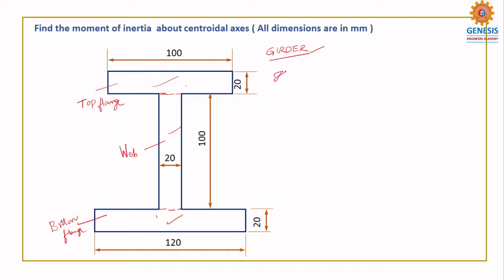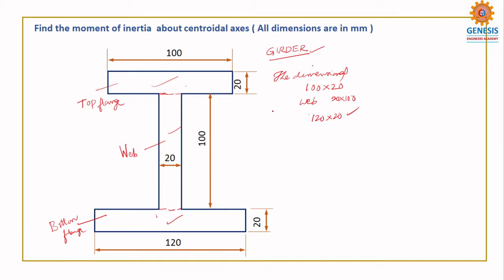Sometimes the figure will not be given, but you have to arrange it like that. The top flange size is 100 by 20, the web dimension is 20 by 100, and the bottom flange is 120 by 20. By seeing the figure, you can also assume that it is symmetric about the y-axis.